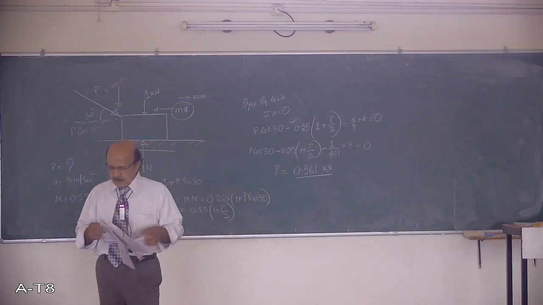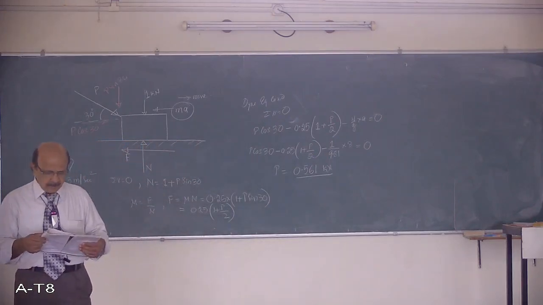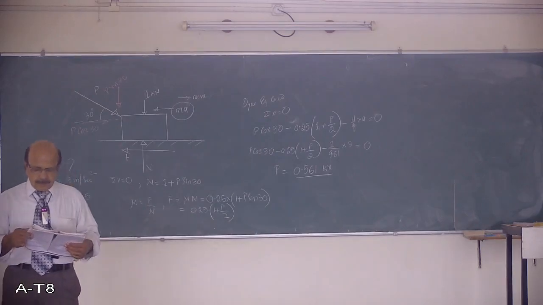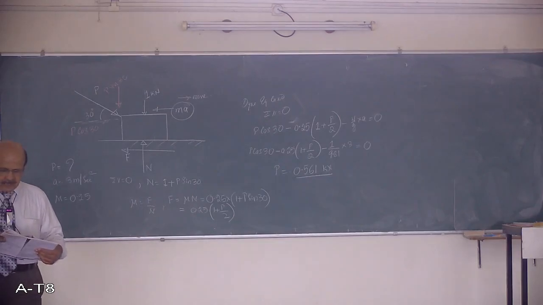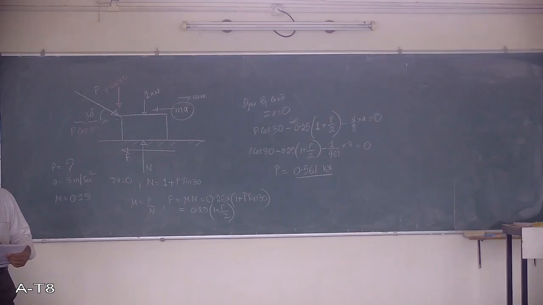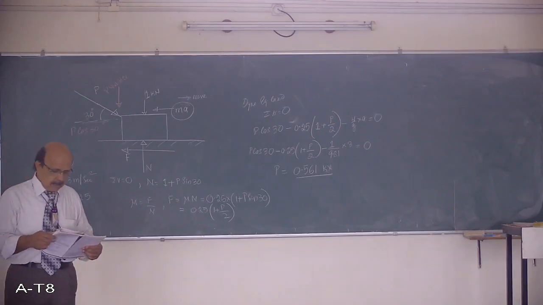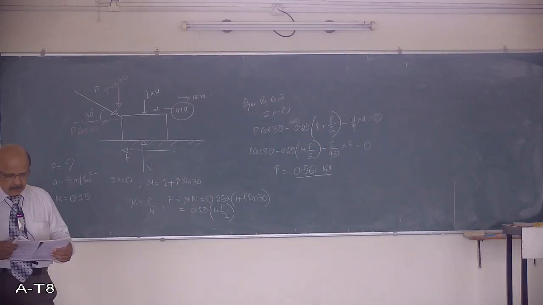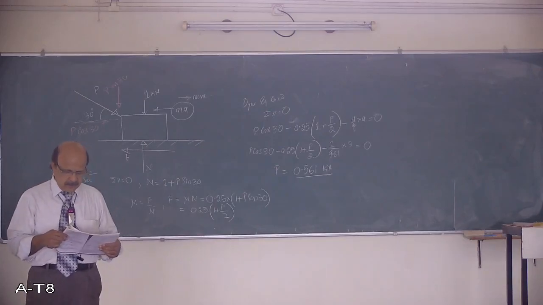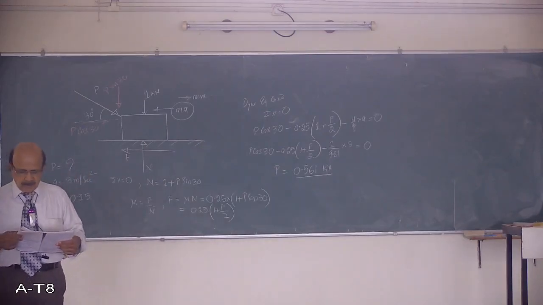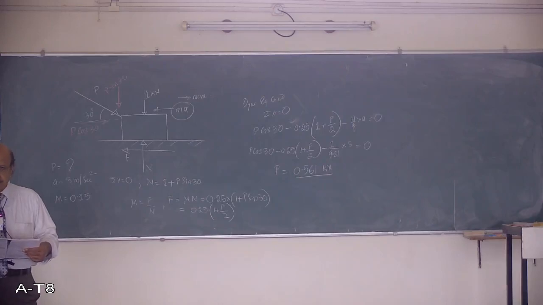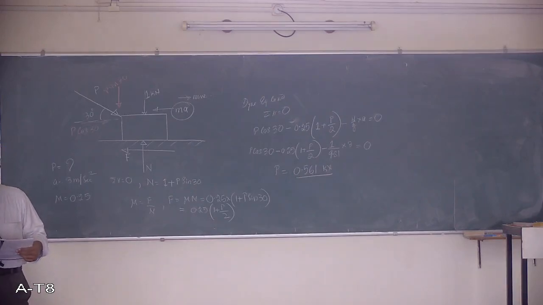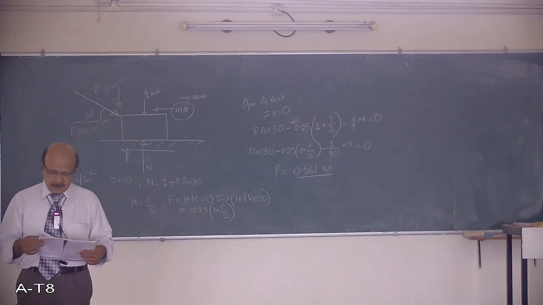Which makes a slope of 12 degree to the horizontal. It is pulled up the plane by means of a light flexible rope running parallel to the plane. I will repeat this one. A body weighing 1200 Newton rests on a rough plane inclined at 12 degree to the horizontal, an inclined plane, and it is pulled up the plane by means of a light flexible rope running parallel to the plane and passing over a frictionless pulley at the top of the plane as shown in the figure.